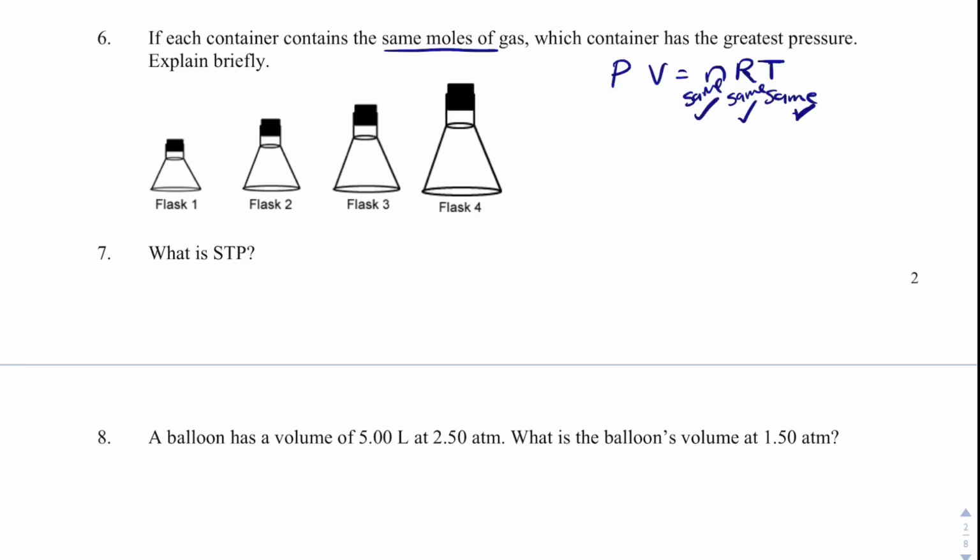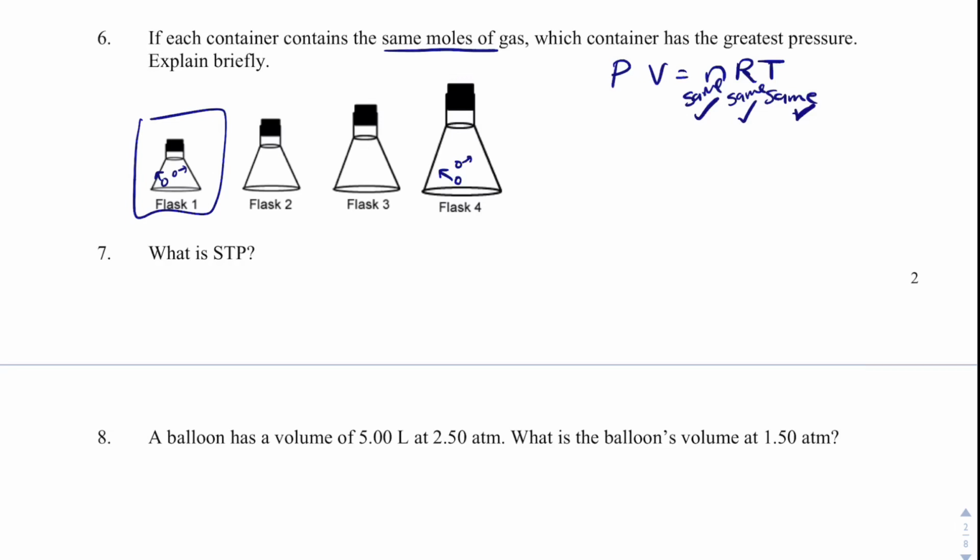Since each flask here has the same amount of particles, the particles in flask 1 don't have to travel very far to create pressure, in comparison to the gas particles in flask 4. So flask 1 is the container that has the highest pressure.